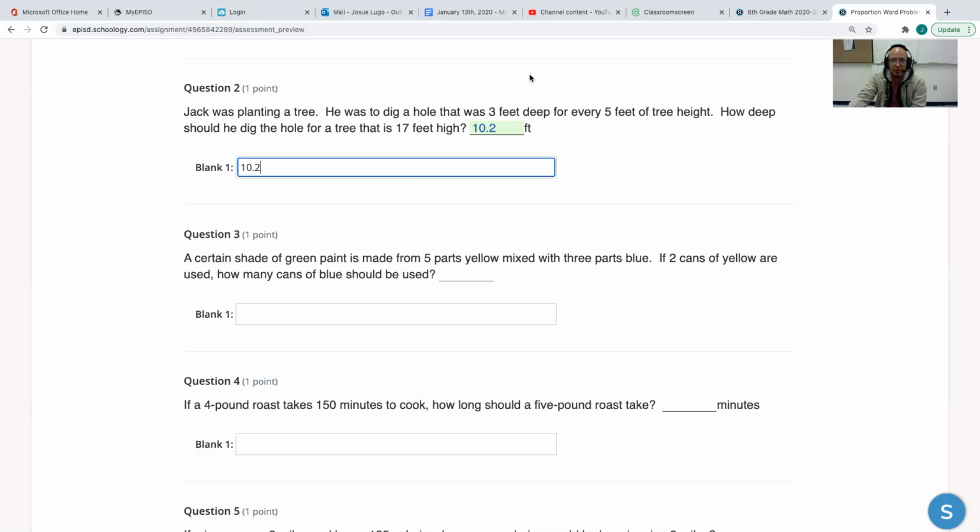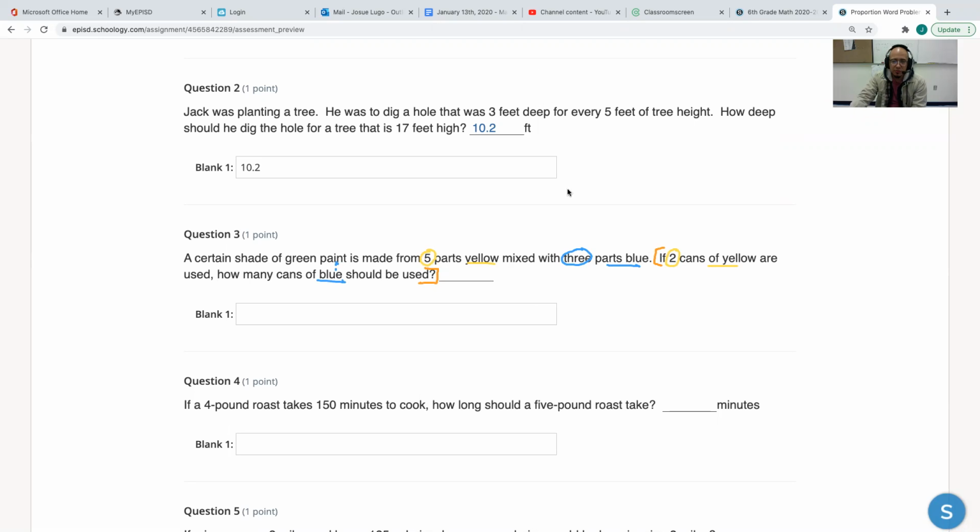That rhymes. No, it doesn't rhyme. It's the exact same word. Anyways, so let's go ahead and circle the important information. So we have 5 parts yellow. So I'm going to do that in yellow. 5 parts yellow mixed with 3 parts blue. 3 parts blue. The question then asks, so I'm going to put the question here in brackets. If 2 cans of yellow are used, how many cans of blue? So we don't know how many cans of blue should be used.